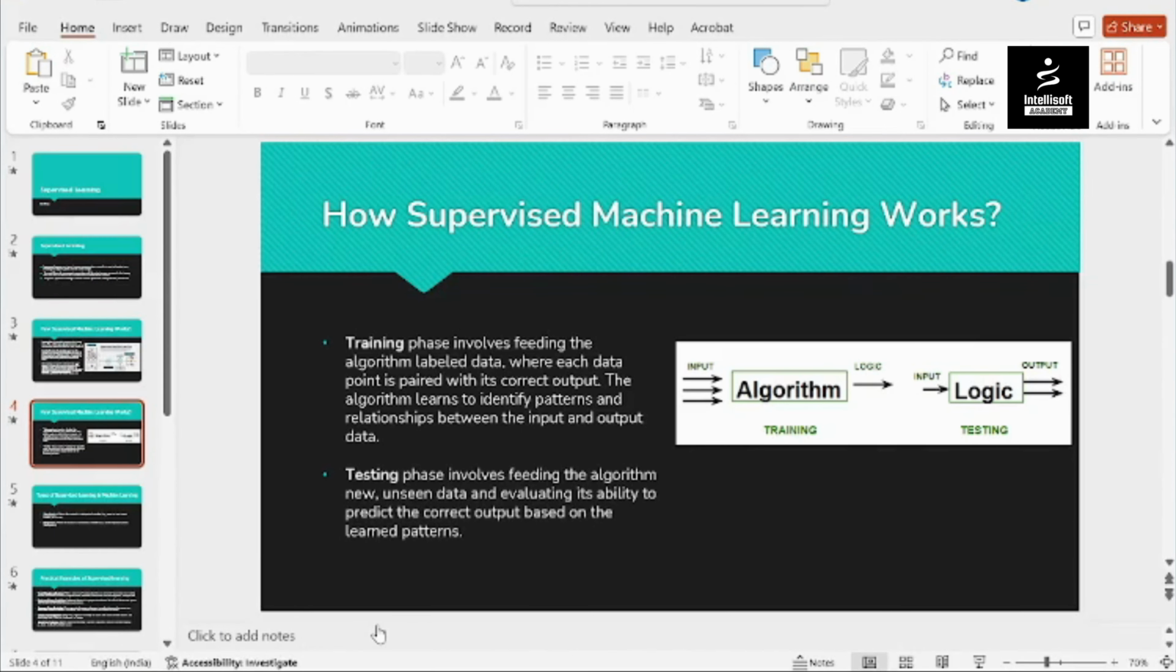Should I proceed further? Was the correct number of slides showing to you right now? Right now I'm showing slide number 4. So is the fourth slide visible to you? Okay. I'm moving forward.